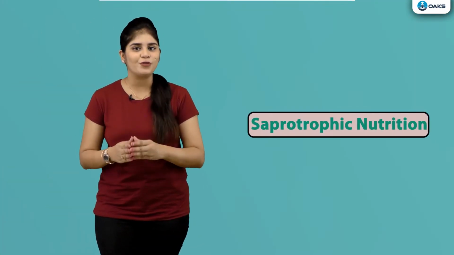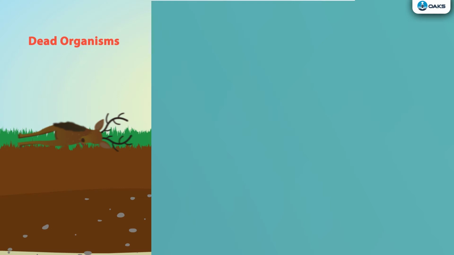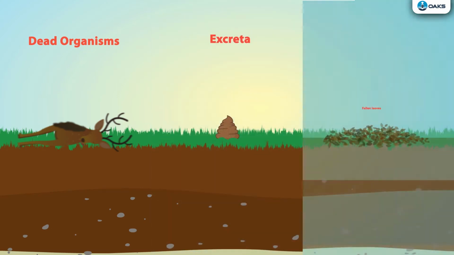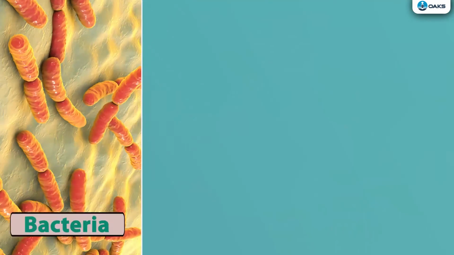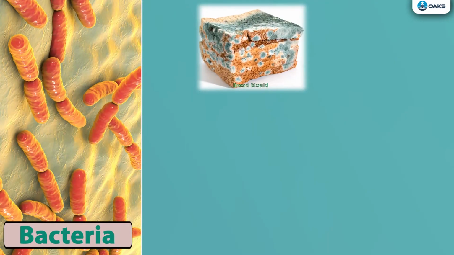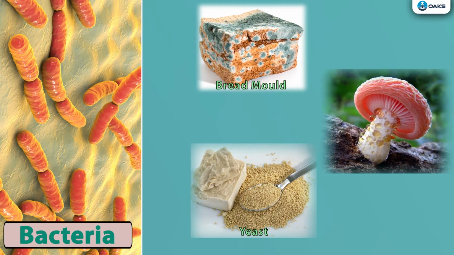The second type is called Saprotrophic nutrition. In this mode of nutrition, the organisms obtain nutrients from organic remains like dead organisms, excreta, fallen leaves, etc. This mode of nutrition is seen in decomposers such as bacteria and fungi like bread mold, yeast and mushrooms.